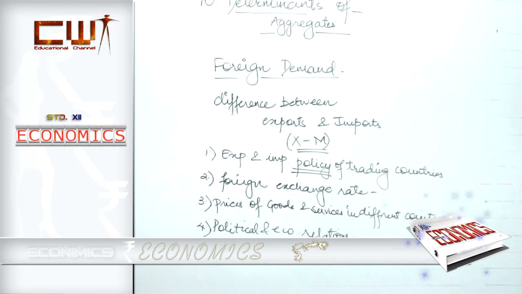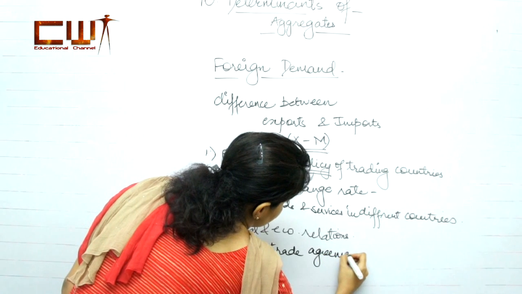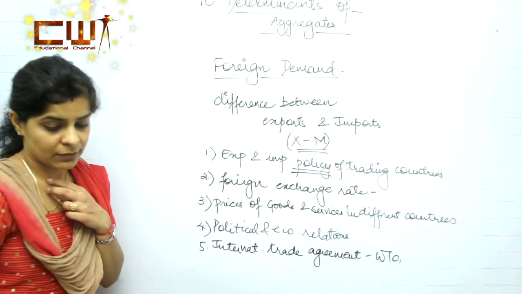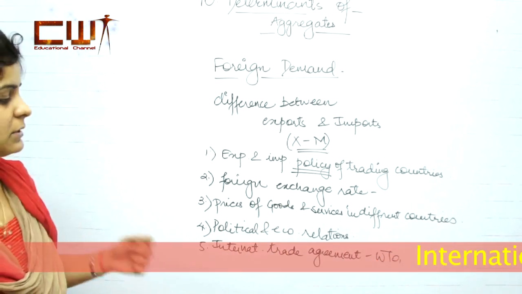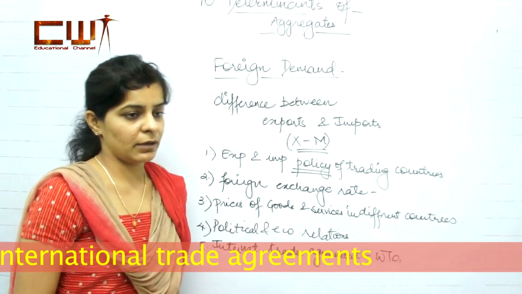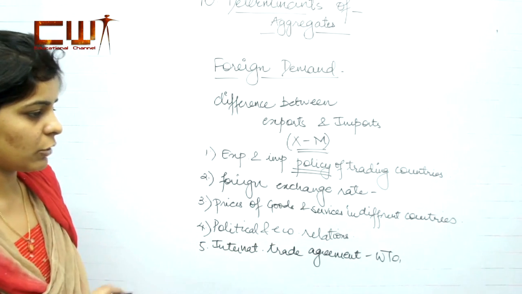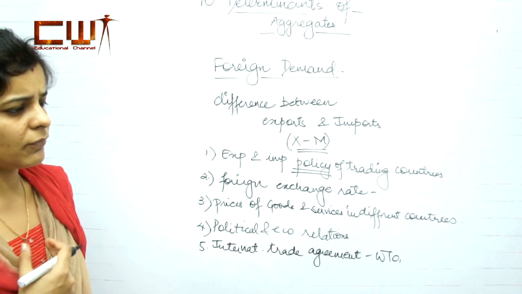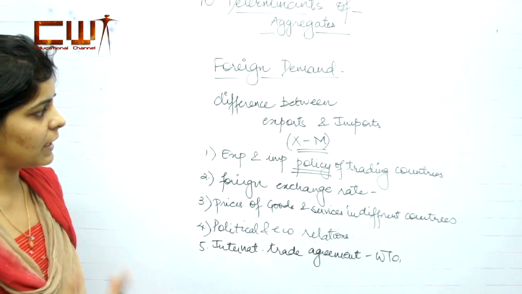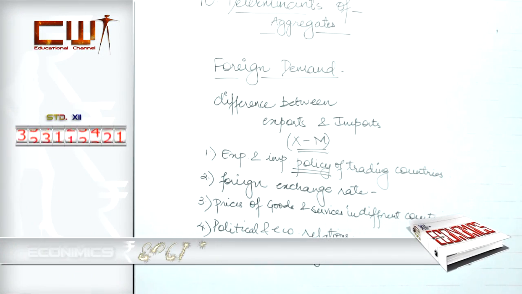Then you have the international trade agreements. What are the international trade agreements? You have the WTO, you have the GATT. These are the different agreements. WTO is the World Trade Organization, and GATT is the General Agreement on Tariff and Trade. If you are part of these trade agreements, then you have different free trade zones, and there are certain subsidies which you are provided. But if you have a clash between them, then definitely that will affect your foreign trade.